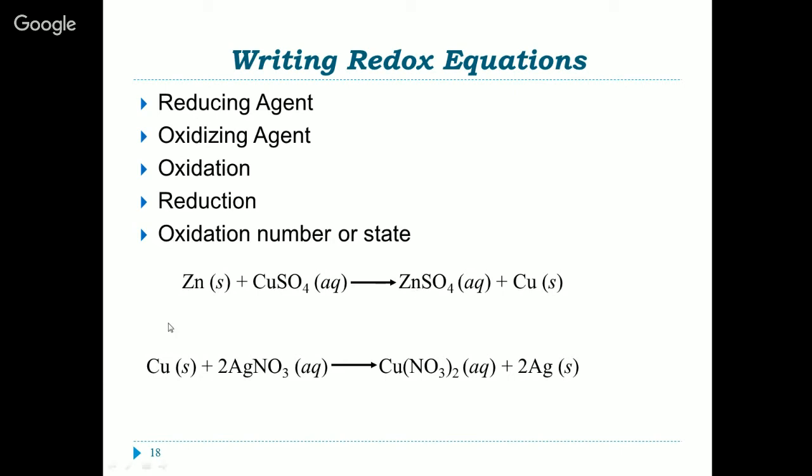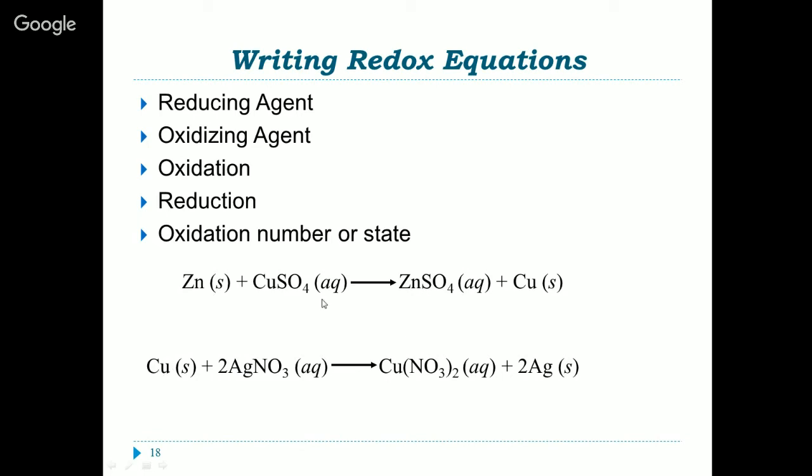I can perform the same thing down here, and notice this is a single displacement reaction because zinc kicked copper out and replaced it. Here, copper kicked silver out to replace it in the compound. So standalone metal, 0. Silver is a +1 charge because it can always be +1. Nitrate, -1. Copper, I see now I have 2 nitrates at a -1 charge, which means my copper is a +2. And silver is a standalone metal, so it's 0.